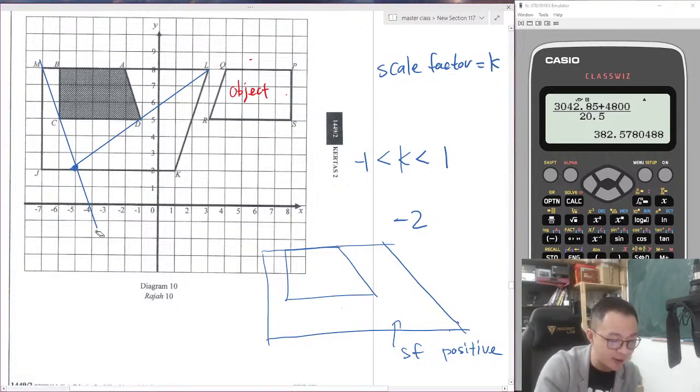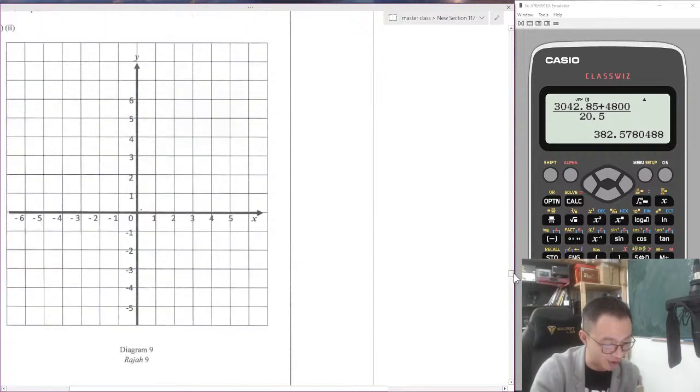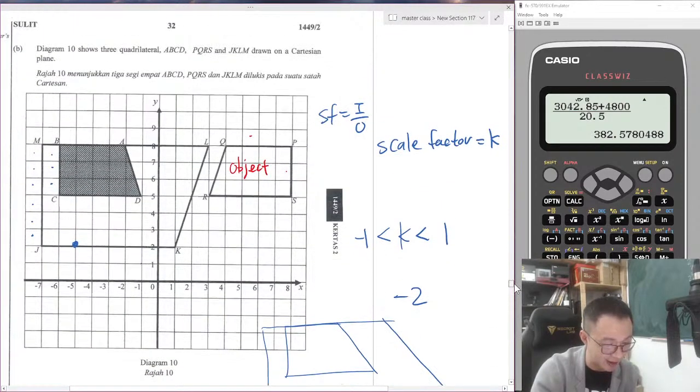First, we need to see what the skew factor is. In order to get the skew factor, normally I will take one of the horizontal lines to measure. This one is 1, 2, 3, 4, 5, 6. This is 1, 2, 3. So I know skew factor should be 2. How to get the skew factor? Use the image divided by object. But I didn't read the question, so I'm not sure which one is image and object, but let's see.